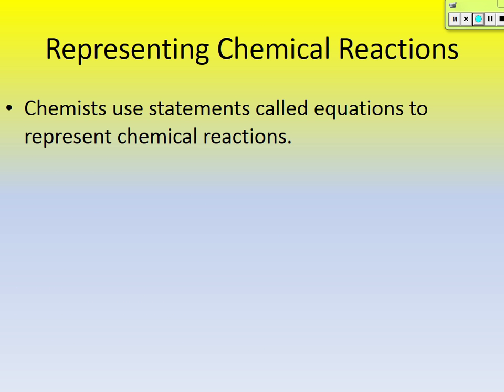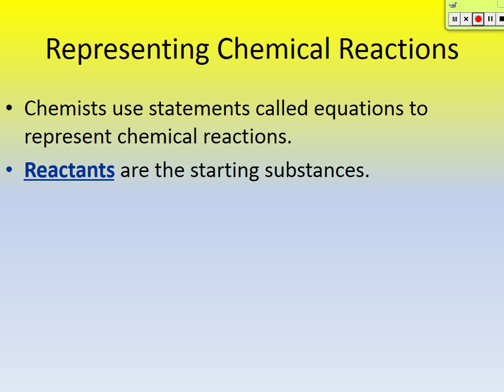Okay, representing chemical reactions. Chemists use statements called equations to represent chemical reactions. So we're going to learn a lot about chemical equations. There's these things called reactants. And the reactants are the starting substances in a chemical reaction. That's what you're starting with. They are called reactants. Very important part to learn about in this chapter.